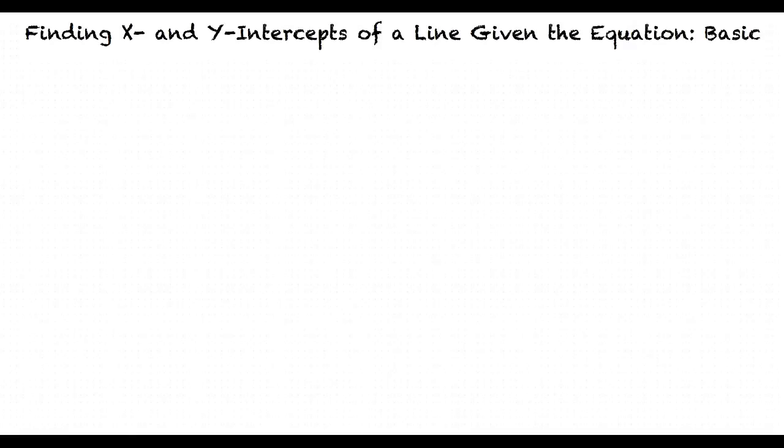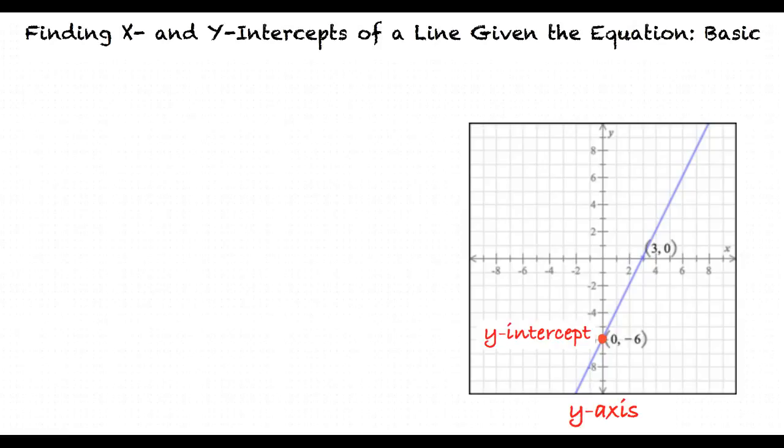Sure. Intercepts are the points on the graph where the variable in question equals 0. The y-intercept on a graph is the point where the line crosses the y-axis. And the x-intercept on a graph is the point where the line crosses the x-axis.